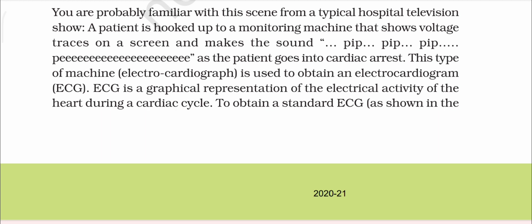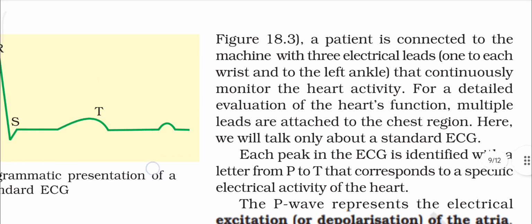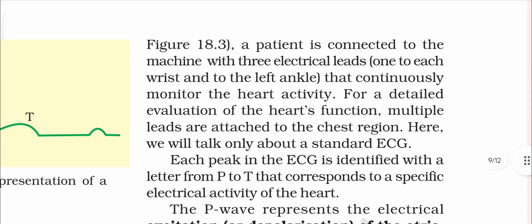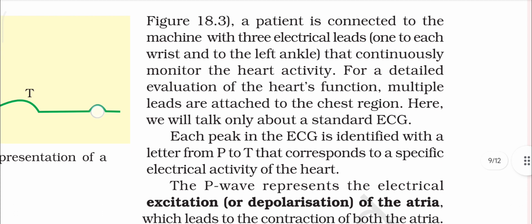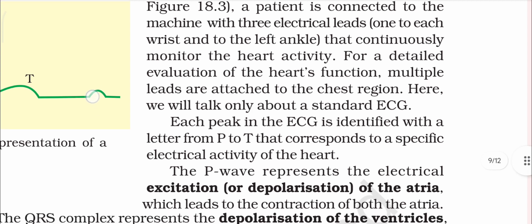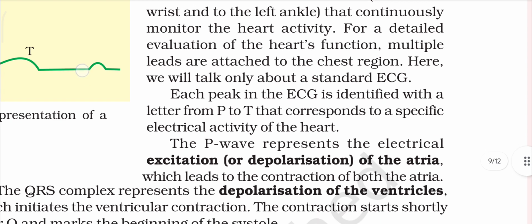To obtain a standard ECG as shown in figure 18.3, a patient is connected to the machine with 3 electrical leads, one to each wrist and left ankle, that continuously monitor the heart activity. For detailed evaluation of the heart function, multiple leads are attached to the chest region. Here, we will talk only about standard ECG.